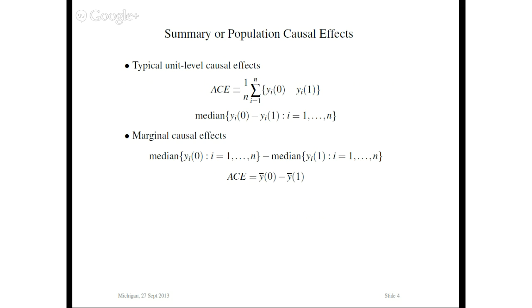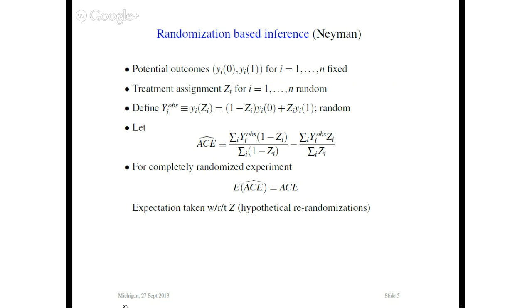But that's not true, say, if you use medians instead. You would have 2 different causal estimates. So this distinction may not seem very important in the trivial case, but in the setting of interference, it seems to us that you can make progress. The problem's a little more tractable if you think about marginal causal effects instead of typical unit level causal effects. So this will be more of the approach that we use in the work I'm going to show you.